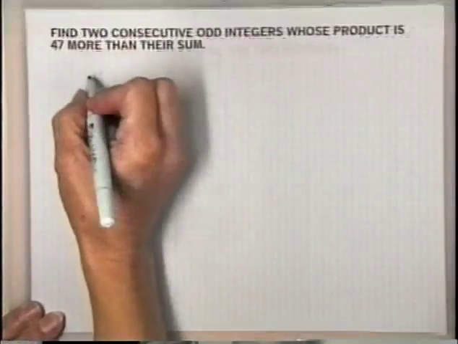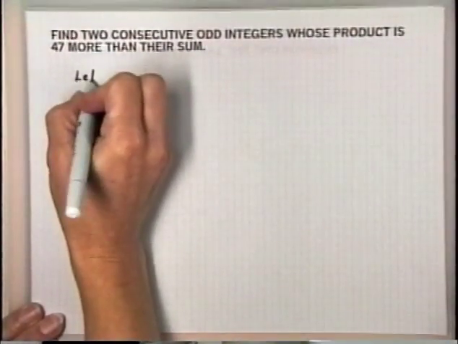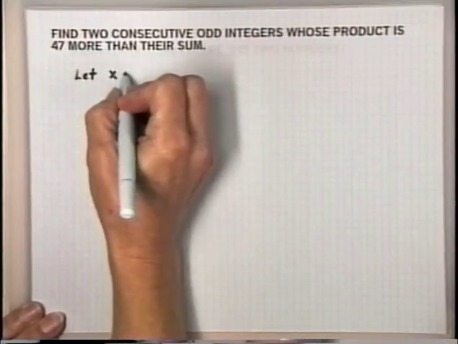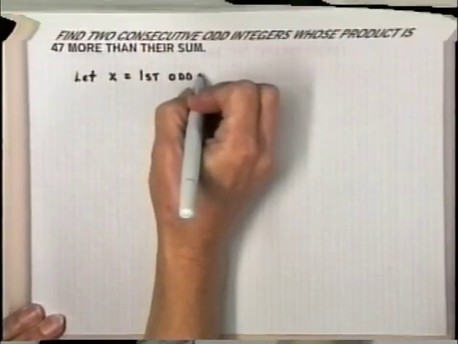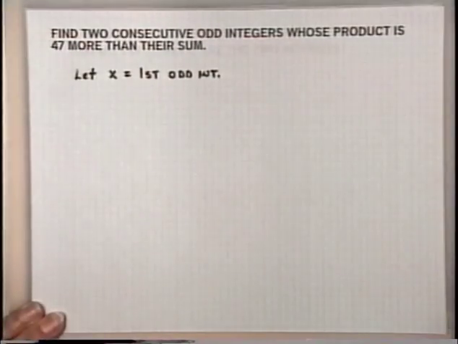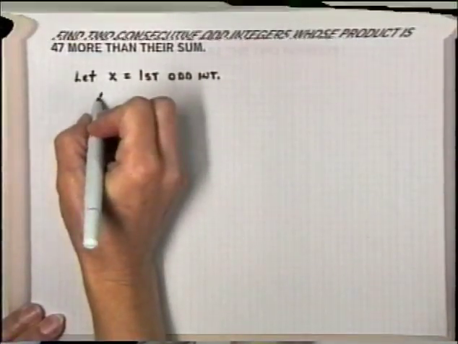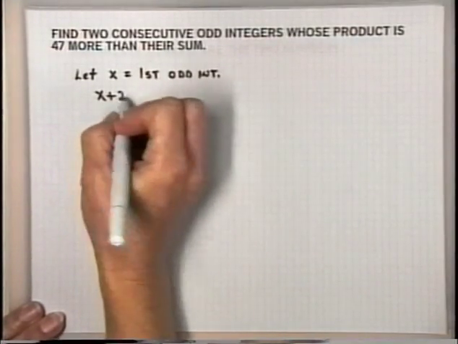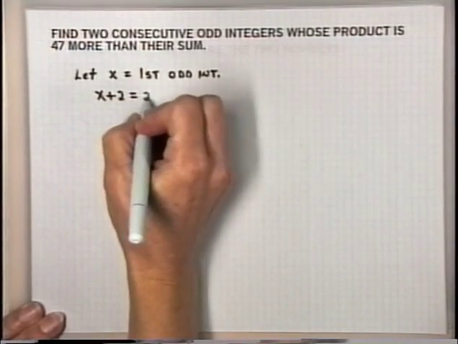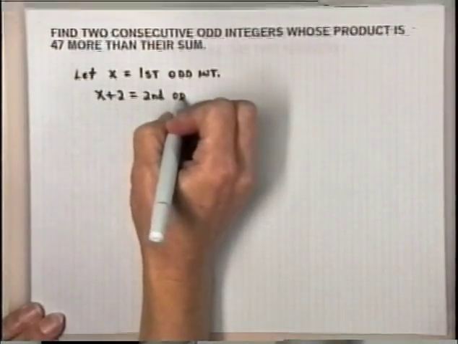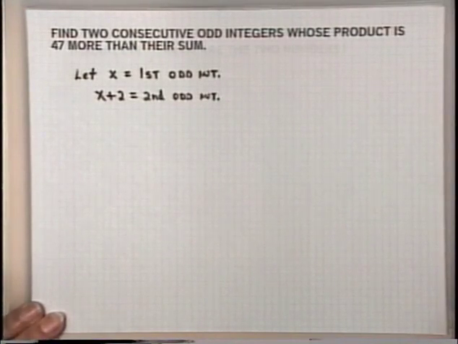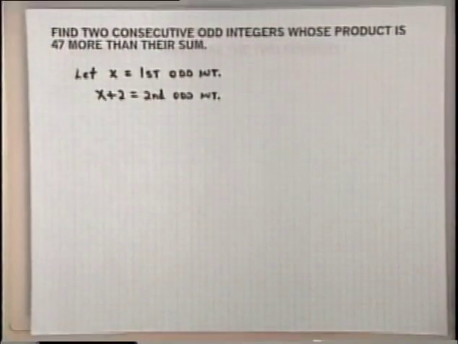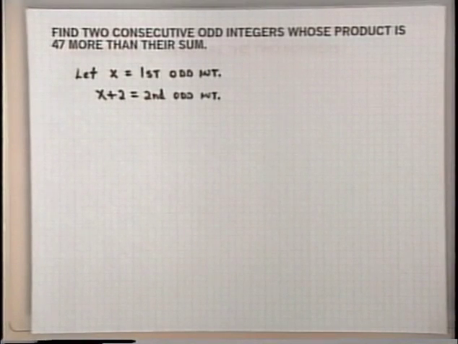first number. So let's choose the variable x, and we're going to write let x equal the first odd integer. And since we have to add 2 to that to get to the second odd integer, x plus 2 is going to equal the second odd integer. Now that we have labeled our variable, and a picture here is inappropriate, we're going to look closely at this problem to see if we can write an equation.